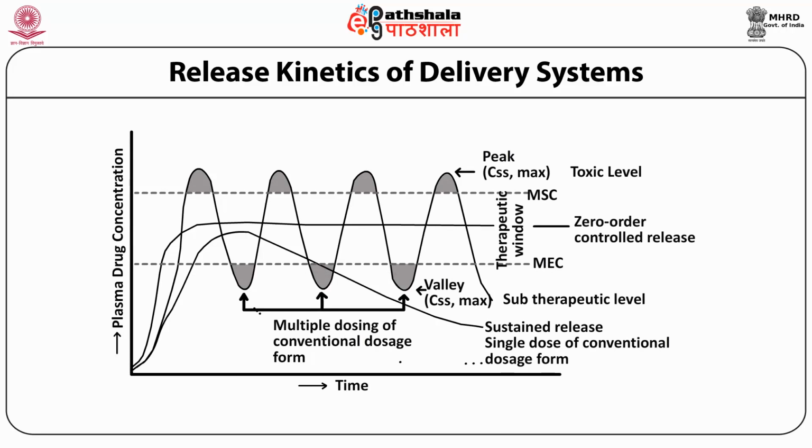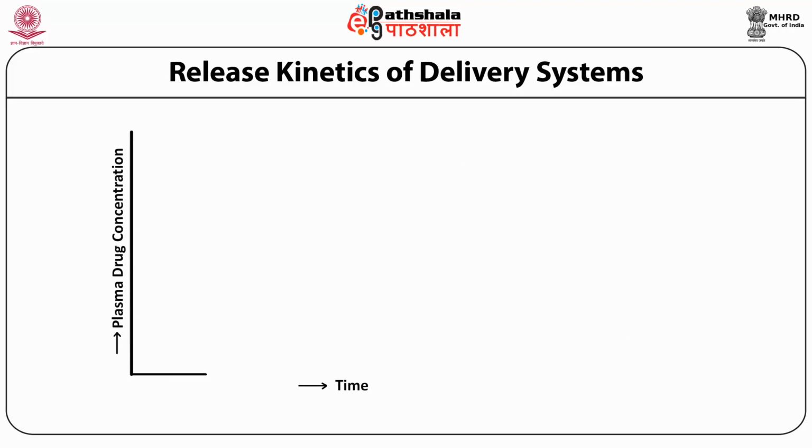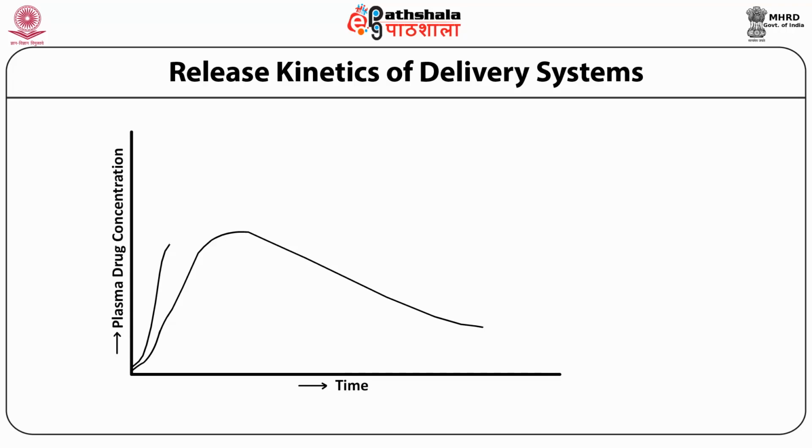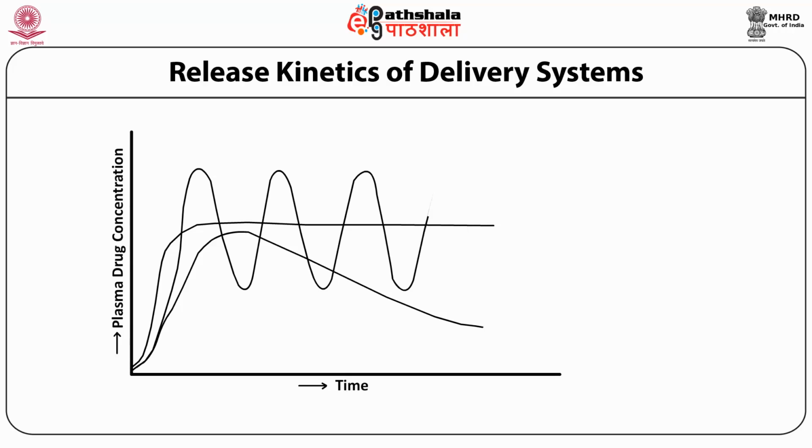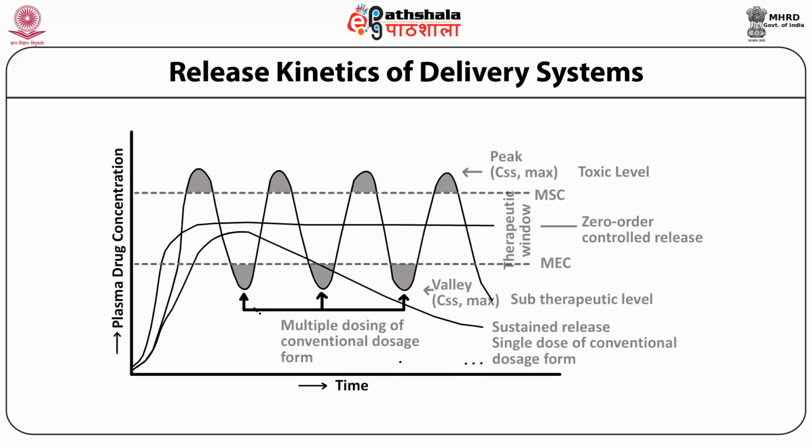In order to overcome this issue, we are asked to follow a dosage regimen, which probably we follow, and then you can see we have commensurate multiple peaks in case of the conventional dosage form.